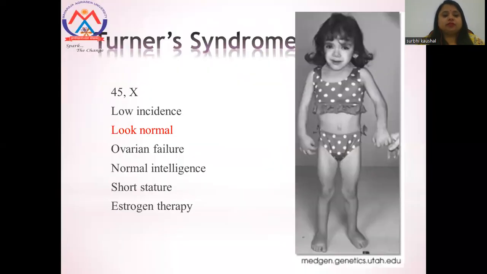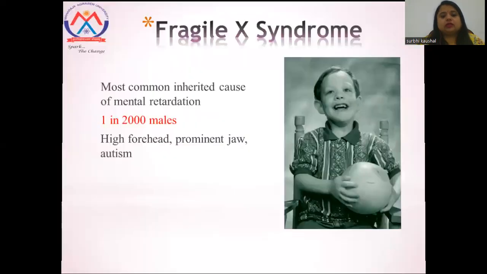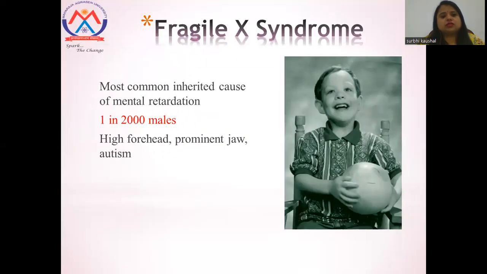Next is Turner syndrome. Here, there is one less chromosome, so the result is 45 chromosomes. Here, it is very low in incidence. The human being appears normal, there is ovarian failure, normal intelligence, short stature, and it can be treated with estrogen therapy. Next is Fragile X syndrome. It is the most common inherited cause of mental retardation. It occurs in 1 in 2000 males, and the symptoms are high forehead, prominent jaw, and autism. And this picture shows a person with Fragile X syndrome.